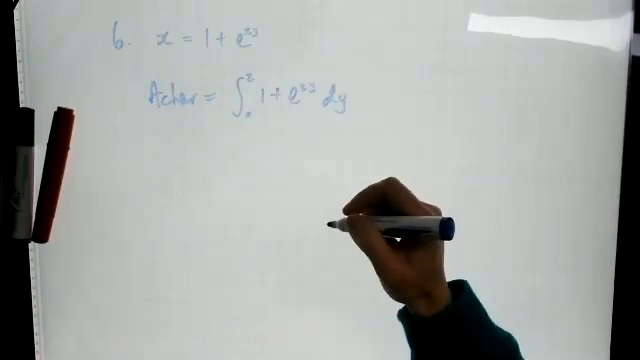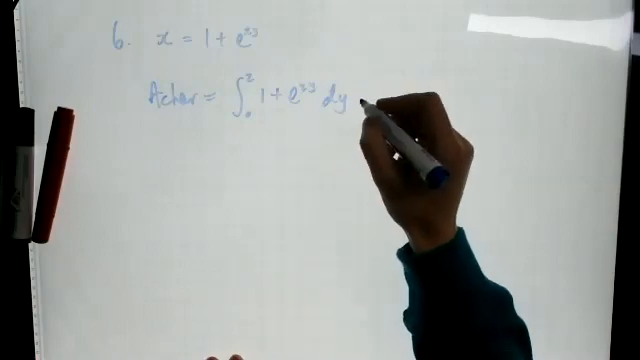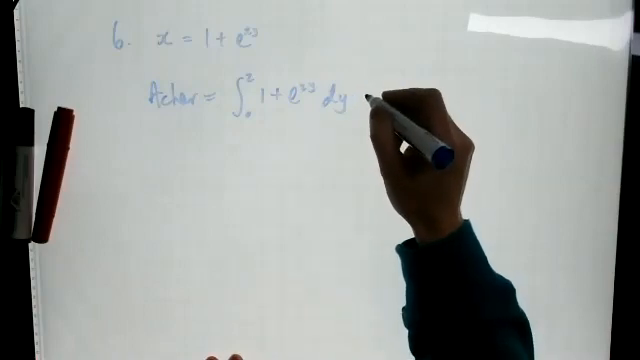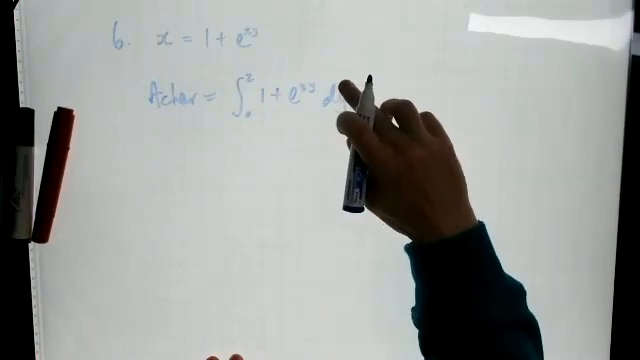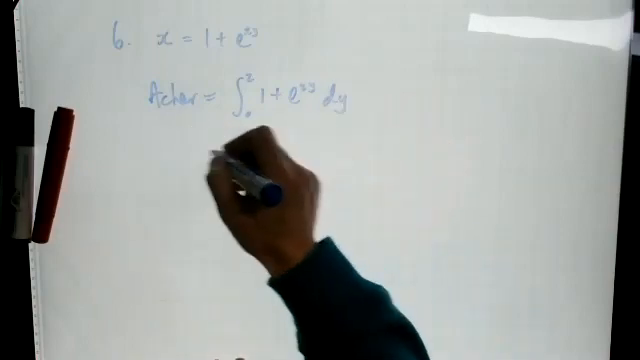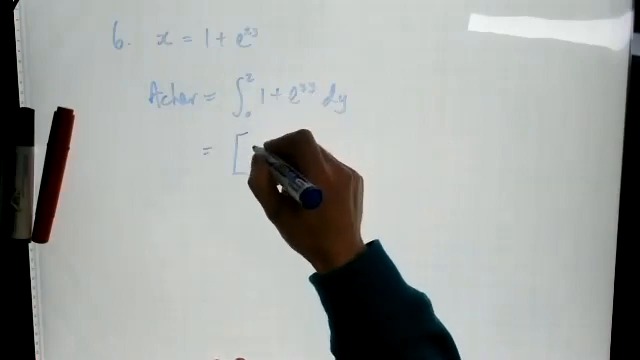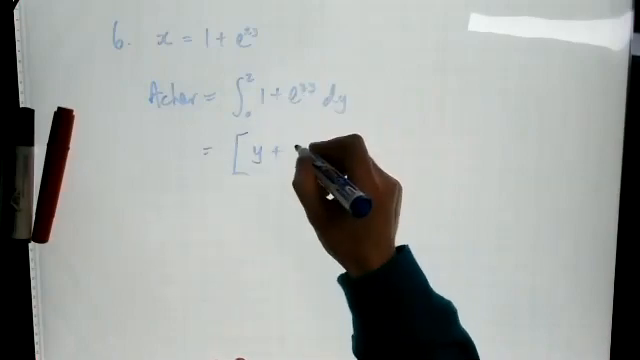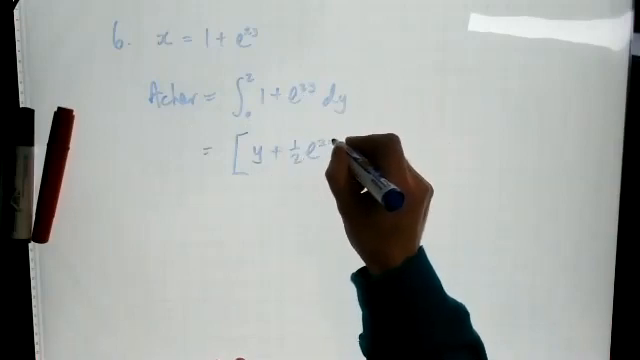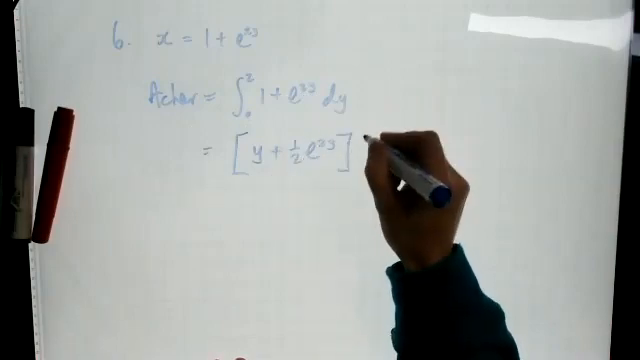Okay, so the area is the integral, so we integrate. So it's y plus, because the integral of e to the 2y is a half e to the 2y, and we evaluate from 0 to a.